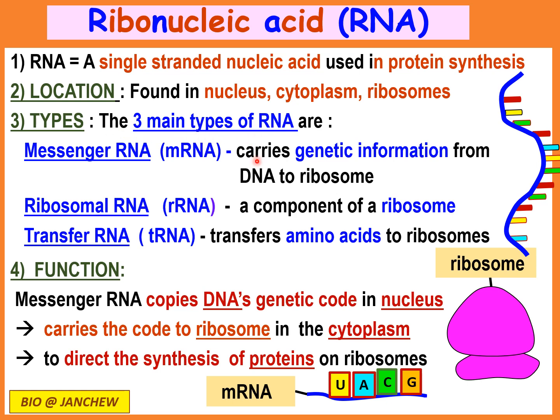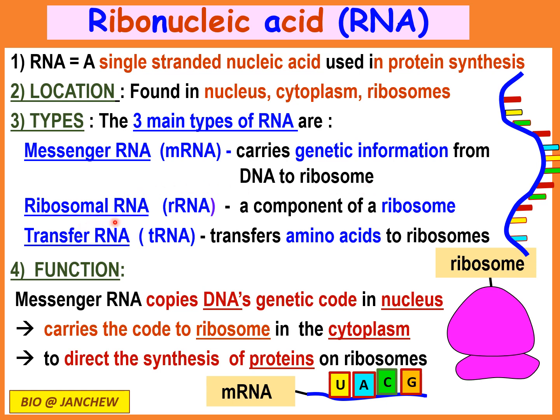The first type is called messenger RNA. So, as its name implies, it carries genetic information from DNA to the ribosome. First, it will copy the genetic information from DNA in the nucleus. Then after it has copied the information, it will come out from the nucleus into the cytoplasm to the ribosome. And on the ribosome, it will sit there, and then the genetic information is translated. Okay, it will be made known, it will be read. Okay, we'll come to that later.